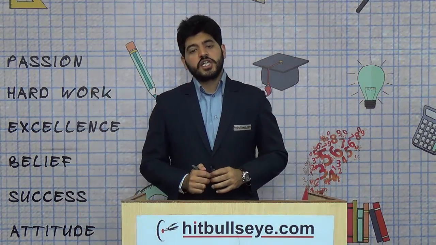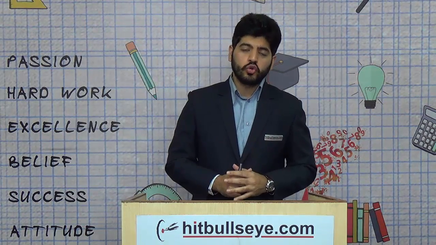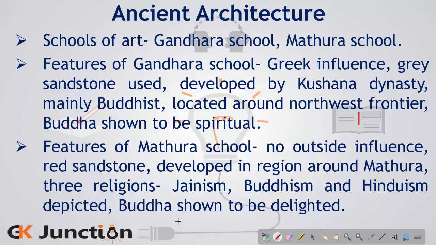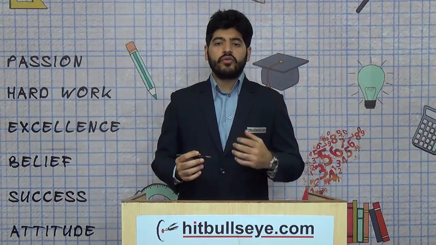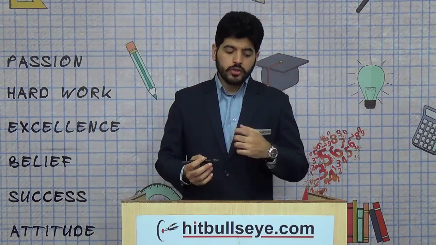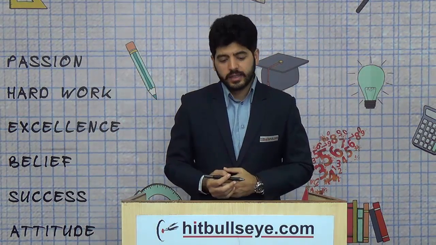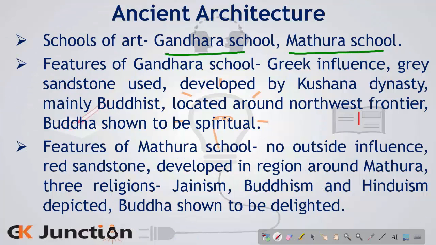We also discussed ancient architecture with regard to the schools. The most common schools of architecture in ancient history were the Gandhara school and the Mathura school. Here we are talking about the periods of Mauryan and post-Mauryan architecture. So we'll look into important characteristics of both schools, and starting with the Gandhara school, this was the school in which there was high Greek influence, and architecture of the Gandhara school was made with the use of grey sandstone, and this was developed by the Kushana dynasty.